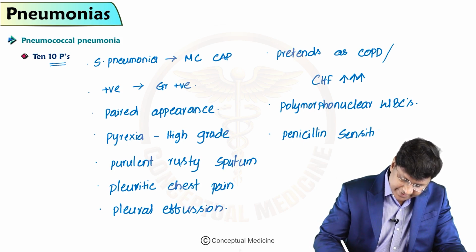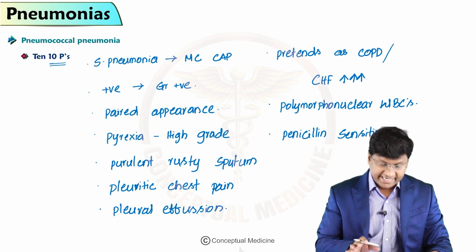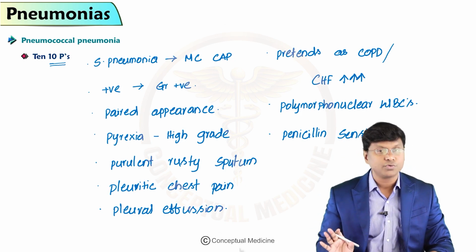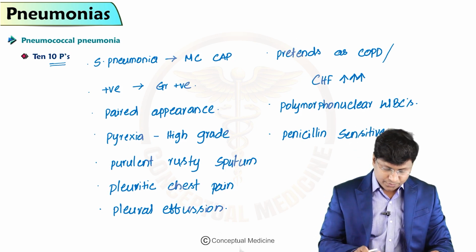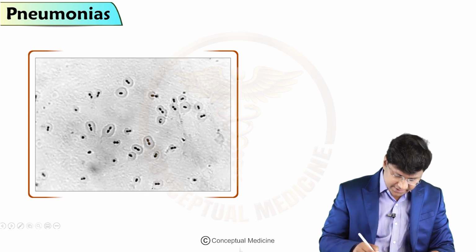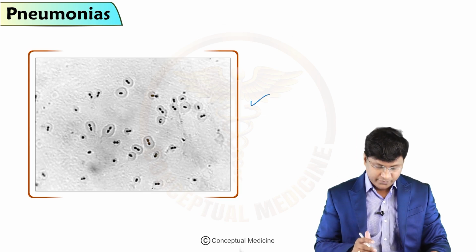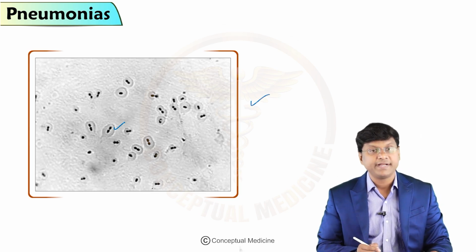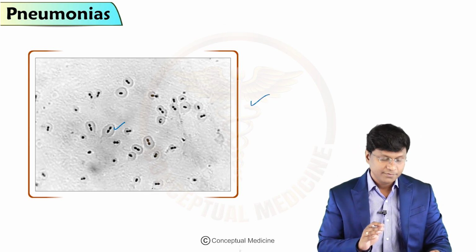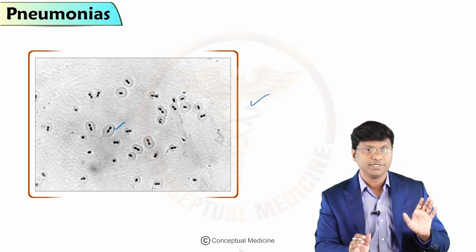That will be the antibiotic of choice for your pneumococcal infection. So these are your 10 P's about your pneumococcal pneumonia, right? Now I said they have the paired appearance, right? You see, this is the microscopic appearance of the pneumococcal pneumonia where you have the presence of the paired appearance. Now see, the most common community acquired pneumonia is pneumococcal pneumonia.